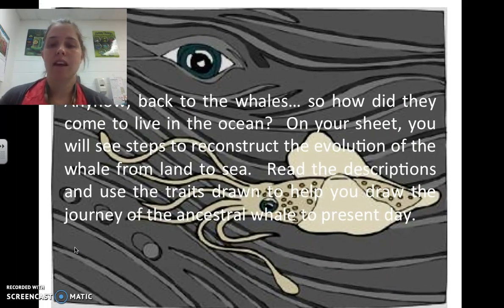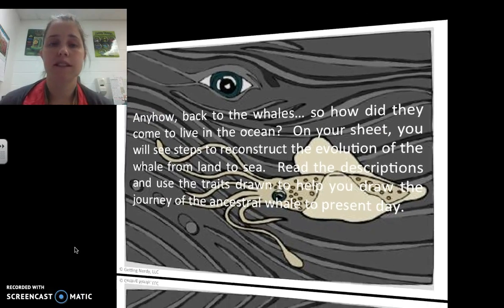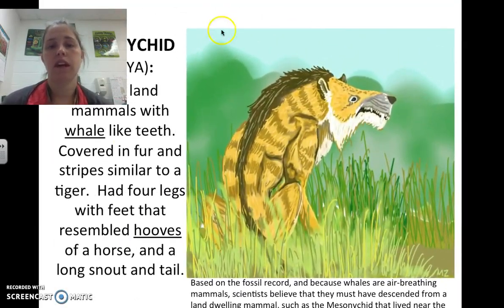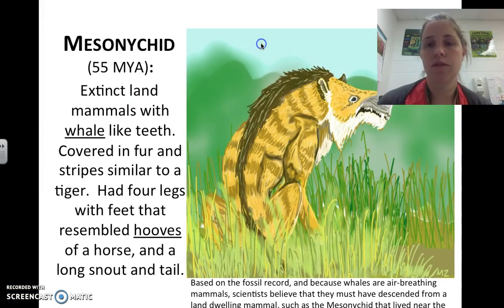Anyhow, back to the whales. So how did they come to live in the ocean? On your sheet, you will see the steps to reconstruct the evolution of a whale from land to sea. You're going to read the descriptions and use the traits drawn to help you draw the journey from the ancestral whale to present day. So here is the oldest ancestor, okay?